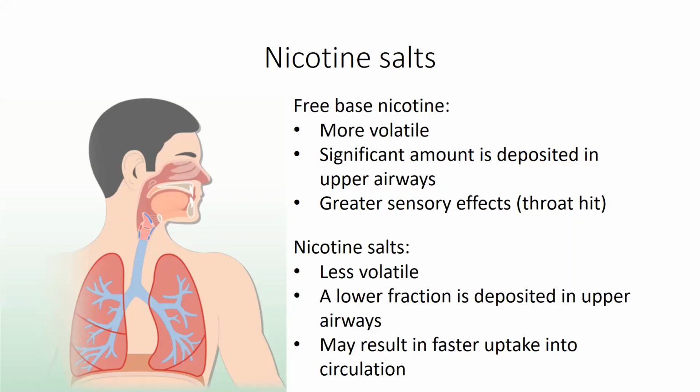a throat hit. Whereas nicotine salts are a less volatile form of nicotine, and a much higher fraction of it is deposited in the lower airways. The lower fraction is deposited in the upper airways, so you'll have much less of the throat hit. Because a lot of it is deposited in the lower airways, you have much more rapid uptake of the nicotine. So that's the difference between free-base nicotine and nicotine salts.